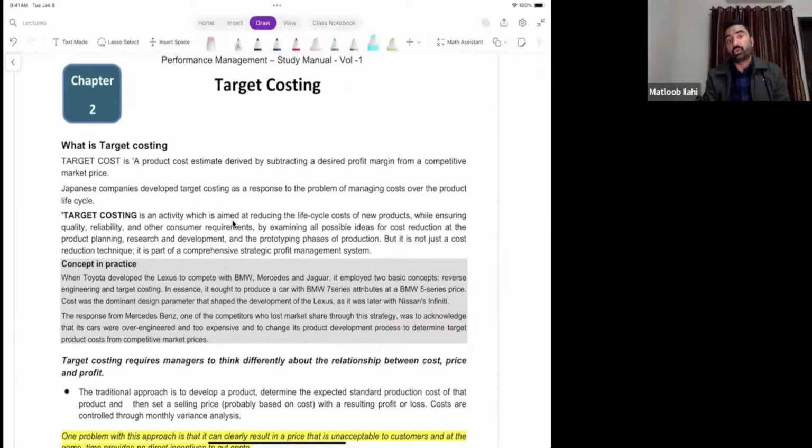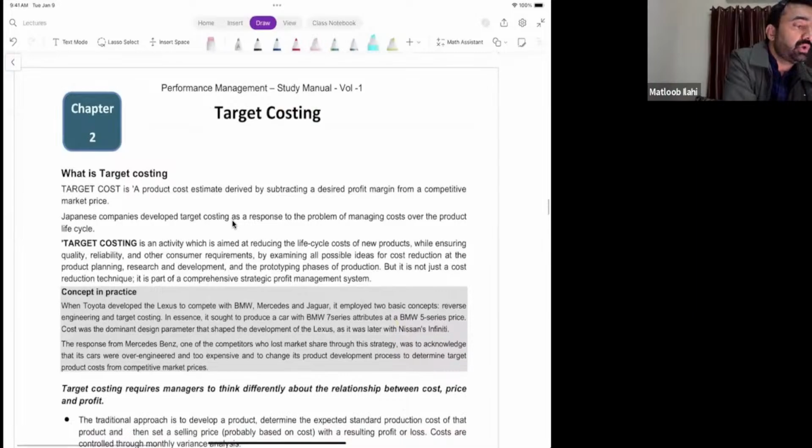So let's start. What is target costing? Target cost is a product cost estimate derived by subtracting a desired profit margin from a competitive market price. In the beginning, it might be a little bit tricky for you to understand, but it will be easy later. Under target costing, we follow a different approach. Let me write: target costing follows a different approach.